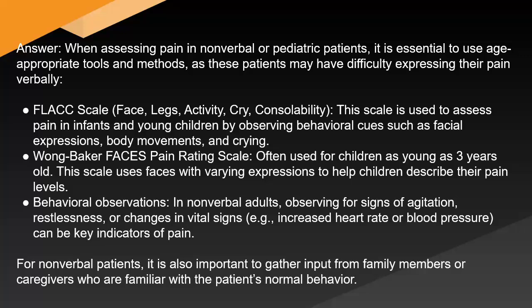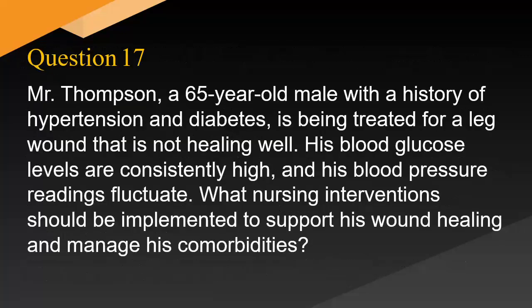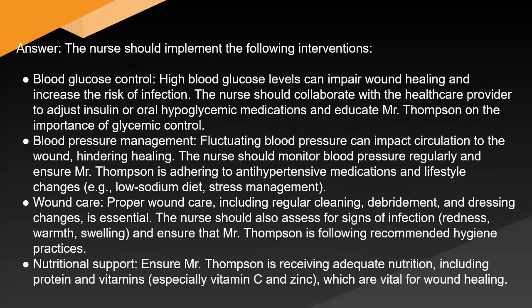patient's normal behavior. Mr. Thompson, a 65-year-old male with a history of hypertension and diabetes, is being treated for a leg wound that is not healing well. His blood glucose levels are consistently high, and his blood pressure readings fluctuate. What nursing interventions should be implemented to support his wound healing and manage his comorbidities? Answer: the nurse should implement the following interventions.